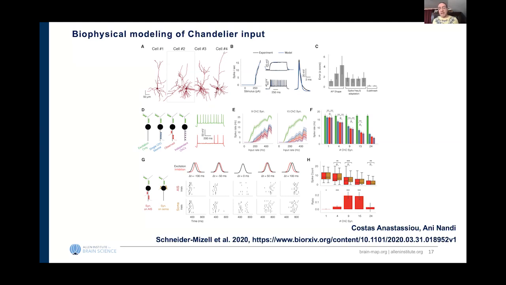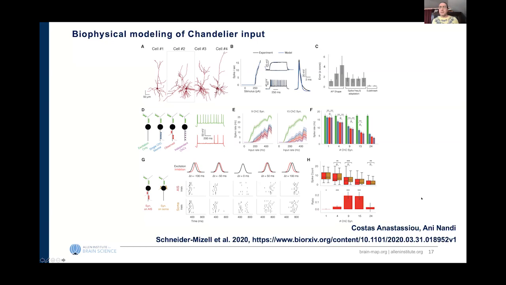And that makes us think there are other properties of the axon initial segment that are currently not in the modeling, but are important for the effect of the Chandelier cell action, like for example, calcium retaining organelles and so forth, which we also discuss in the paper, but I don't have time to discuss right now.